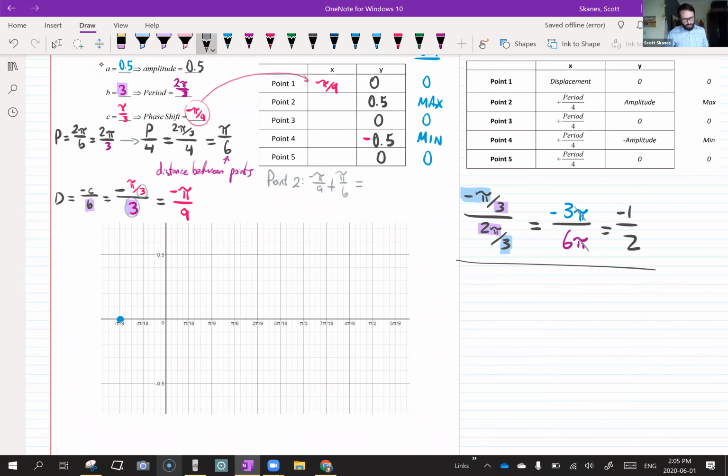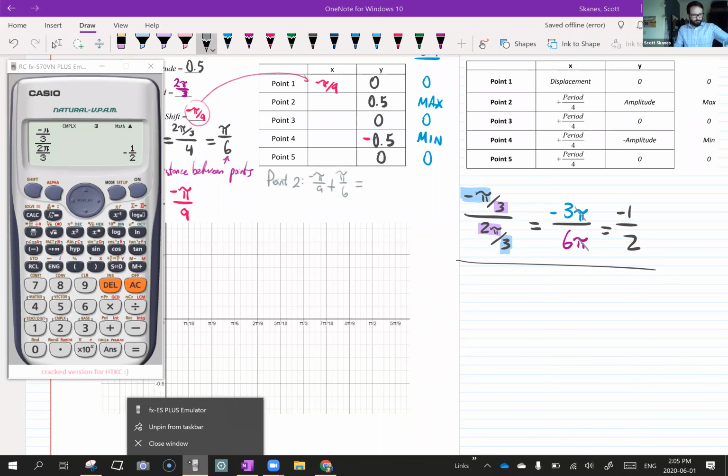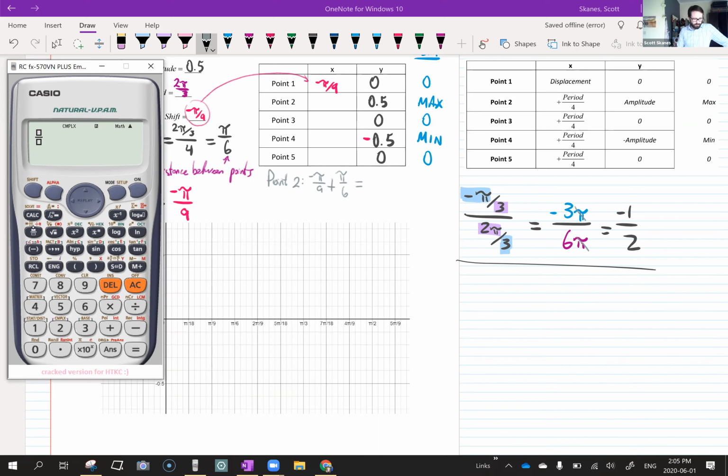What's negative pi over 9 plus pi over 6? Well, I would take your calculator and just say negative 1 over 9 plus 1 over 6, and then put the pi back in. You can do this as I do it. It's just as well you get to practice. Negative 1 over 9 plus 1 over 6. I'm ignoring the pi because I can always put it in again at the end of my answer. So it's pi over 18.